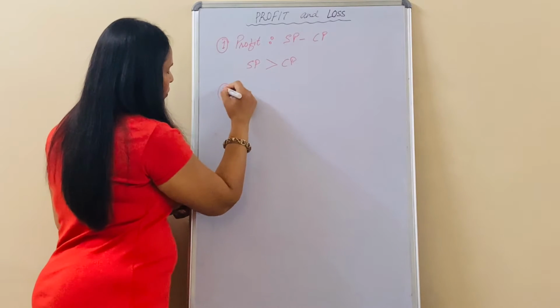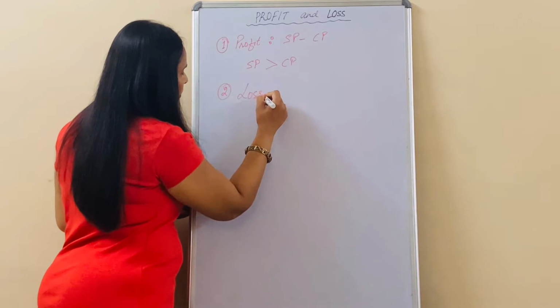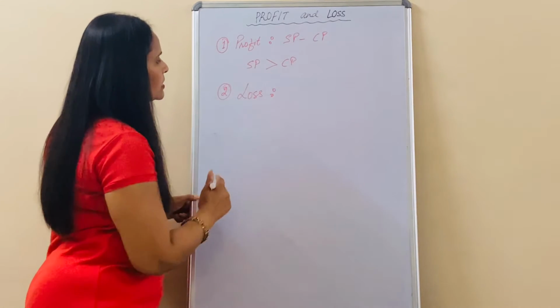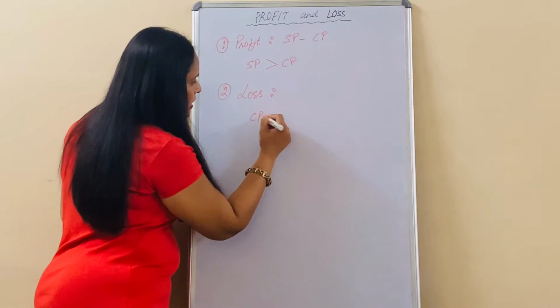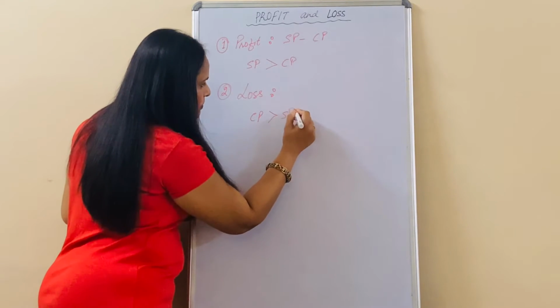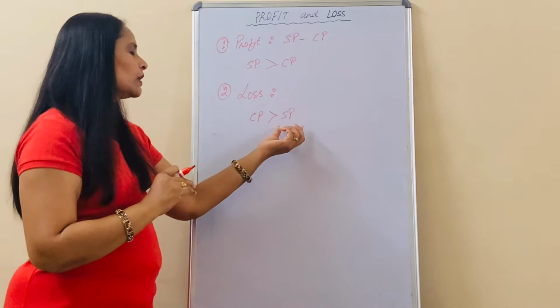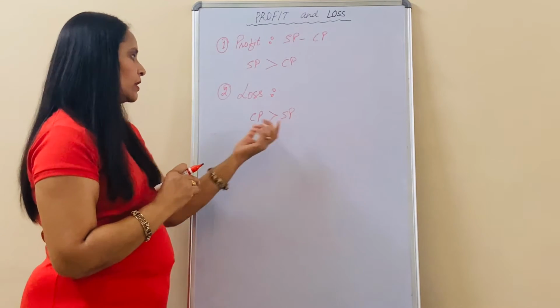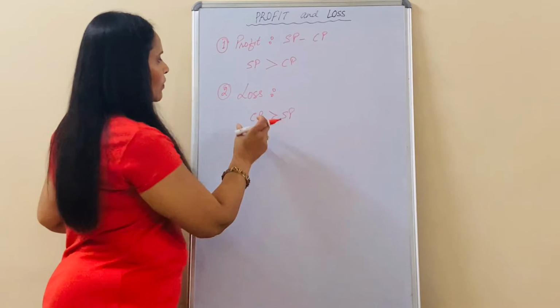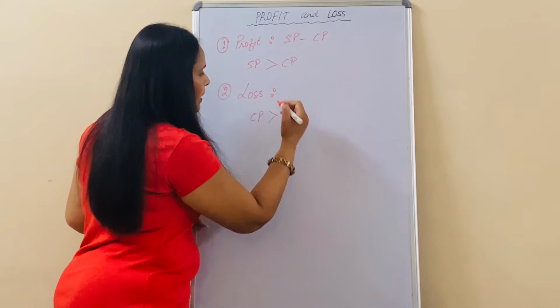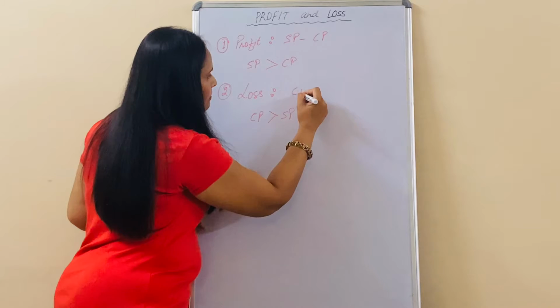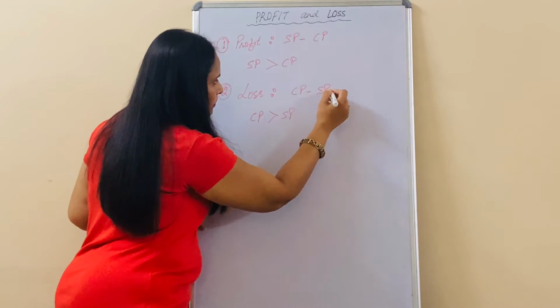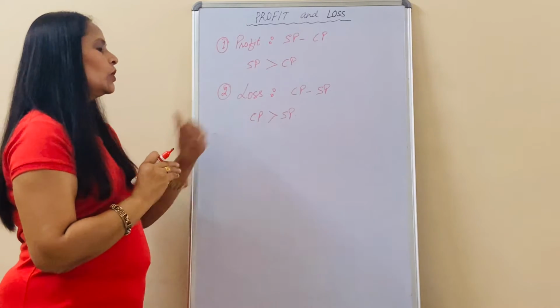Second one, we should know loss. How can we calculate the loss? A dealer experiences a loss when its CP is greater than SP. Means he is selling that article or his good at a cheaper rate than the cost price. So we can calculate the loss as CP minus SP.